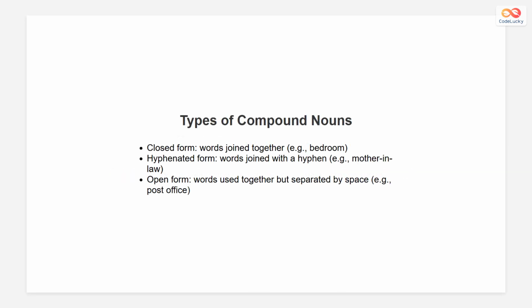There are three main types of compound nouns. The first is the closed form where the words are joined without spaces, like bedroom. The second is the hyphenated form where the words are connected with a hyphen, such as mother-in-law. The third is the open form where the words are written separately but together form one idea, for example, post office.